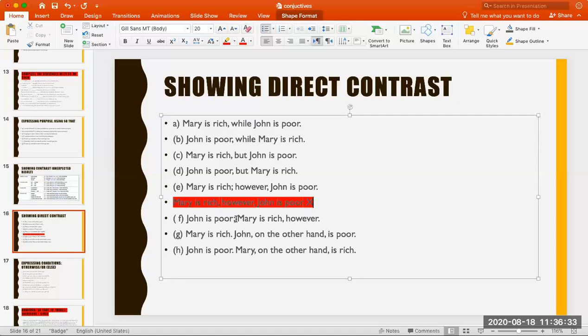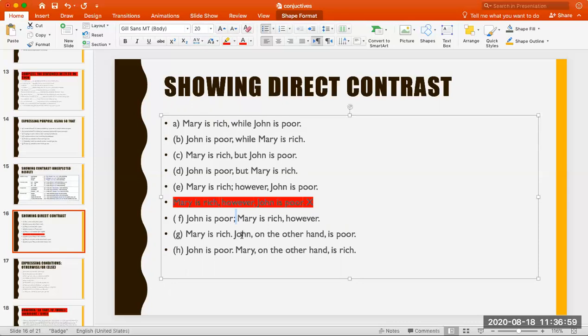Remember I said after the semicolon, we have a small letter, unless it is a proper noun or something that has to be capital, like the pronoun I. John is poor; remember, the semicolon comes between the two clauses, in the middle. Even if you move however, and for example, and on the other hand, and consequently, and nonetheless, and therefore, you don't move the semicolon. Mary is rich; however.